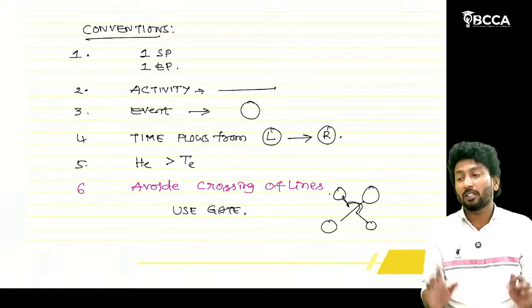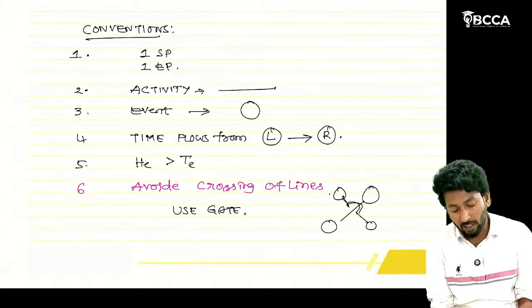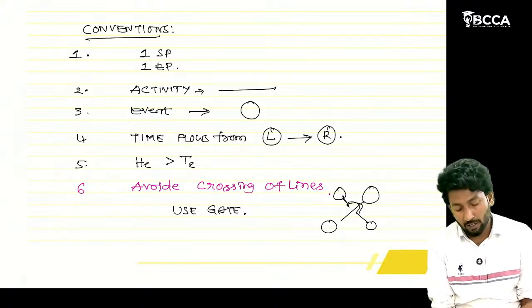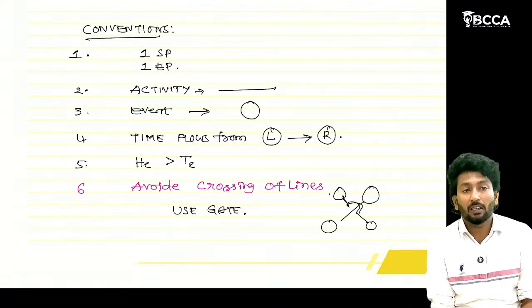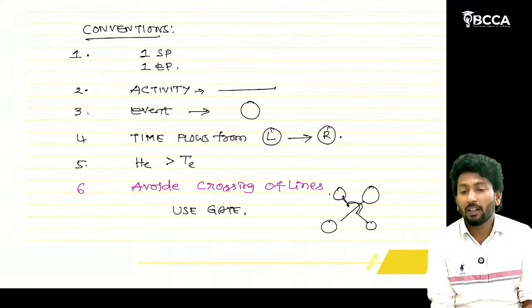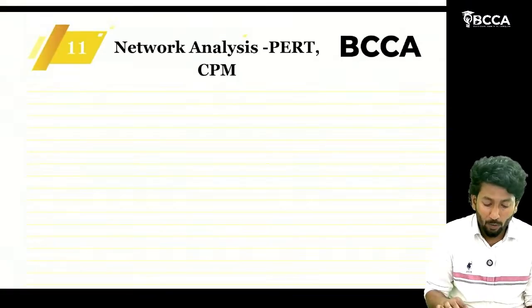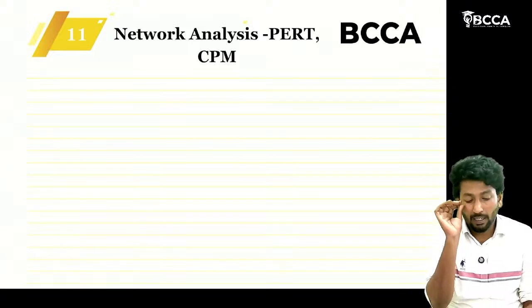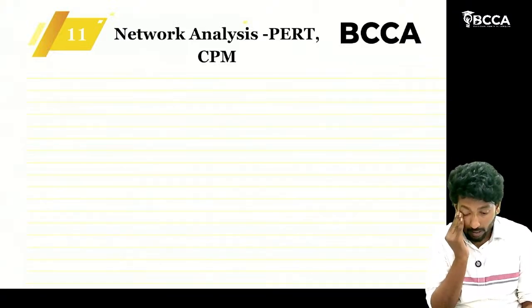So coming to conventions: one start point, one end point for every project diagram. Activities are represented with straight lines, events with circles. Time flows from left to right, so the head event number should always be greater than the tail event number, and avoid crossing of lines. If in any situation you have to cross the lines, use the gates. That's it. Keep in mind all those basics.